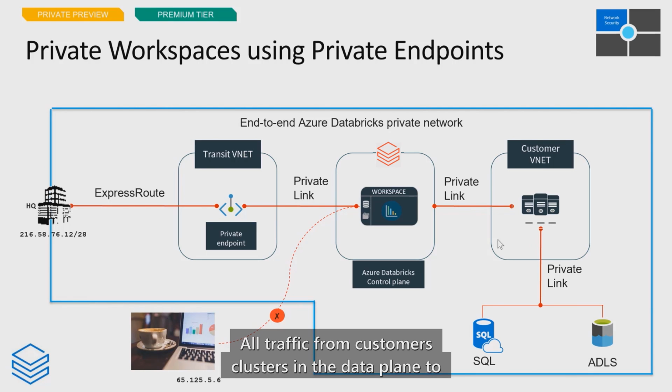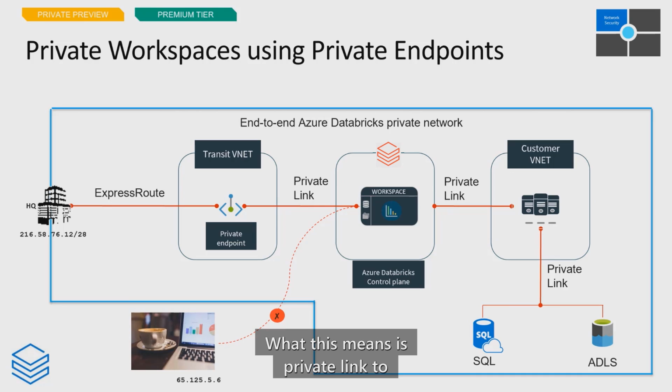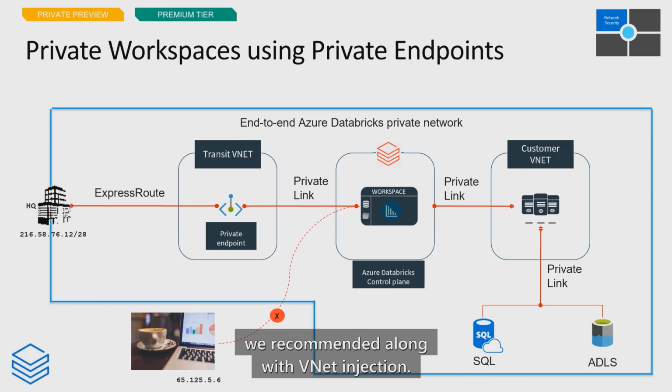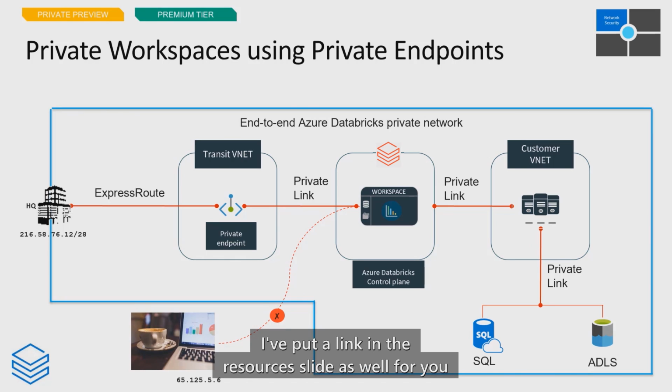All traffic from customers' clusters in the data plane to their own cloud-native data sources can already be made to transit over the cloud provider backbone, all through a private tunnel. What this means is Private Link to data sources in customers' environment already works at scale today. So this is the interaction that I'm talking about. And that is one of the best practices we recommend, along with VNet injection. We have a detailed blog that talks about data exfiltration. I've put a link in the resources slide as well for you to look at offline and derive some benefit from there.